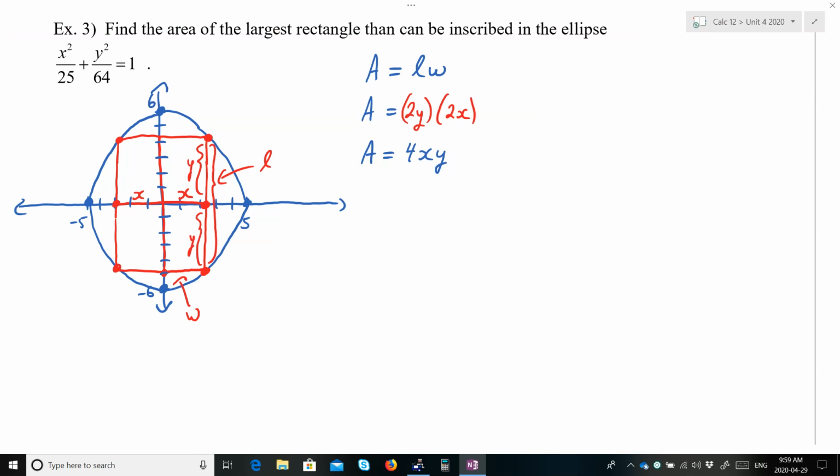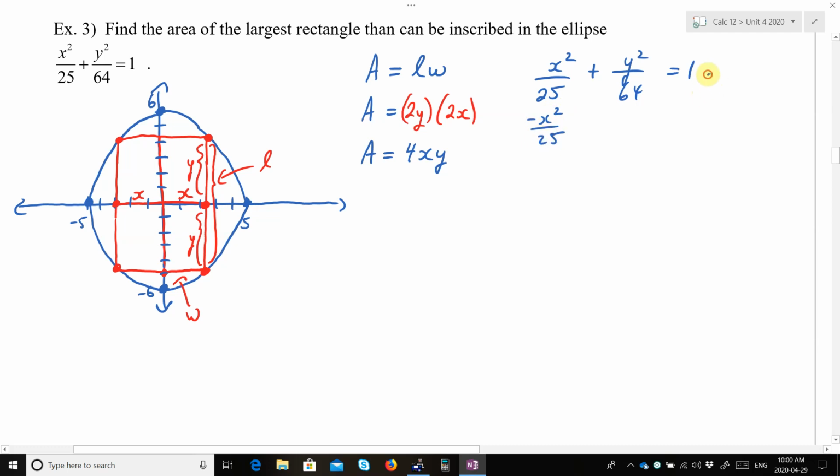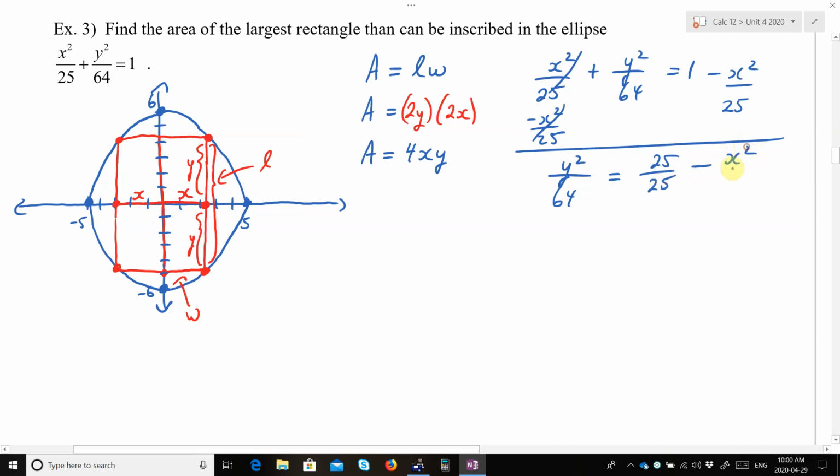And we need to get that just in terms of x. So the other formula there is, of course, x squared over 25 plus y squared over 64 equals 1, and we need to solve this for y. So I would subtract x squared over 25 from both sides. And we will get y squared over 64 is equal to, we could get a common denominator here if you wanted, make things a little bit simpler, I think.